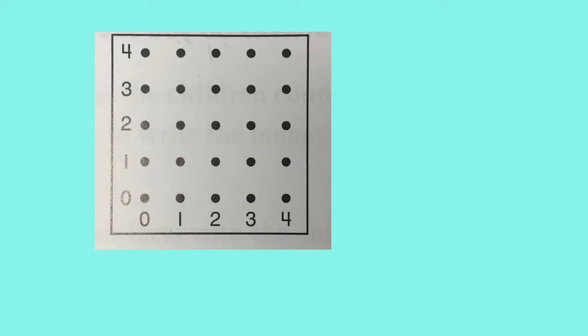Today we are going to learn how to locate points on a coordinate graph. A coordinate graph looks like this. Each of these points has a special address that tells us where it is located on the graph, just like your house address tells people where your house is located on the street.